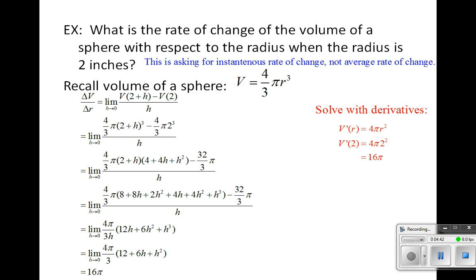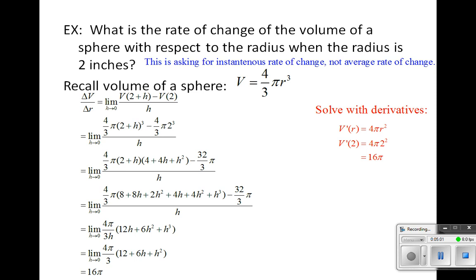So here's an example. It says, what is the rate of change of the volume of a sphere with respect to the radius when the radius is 2 inches? And again, the question is asking us for an instantaneous rate of change, not an average, because they've given us an exact time when the radius is 2 inches, right?